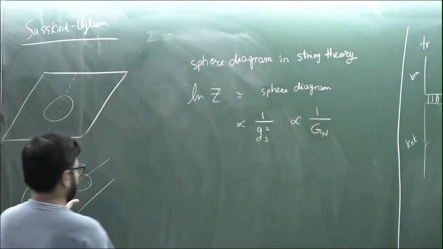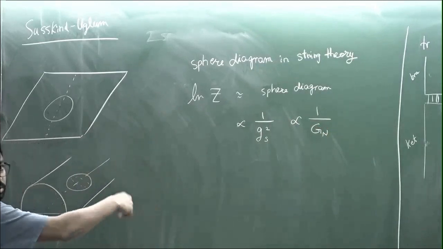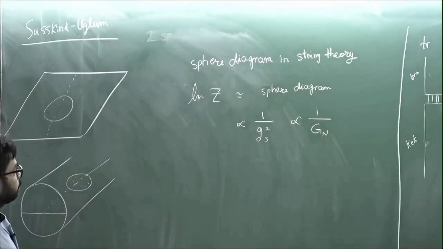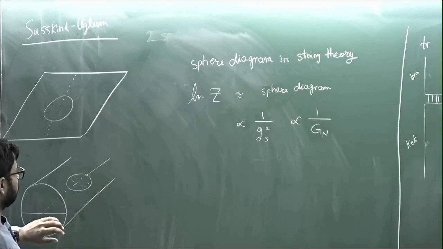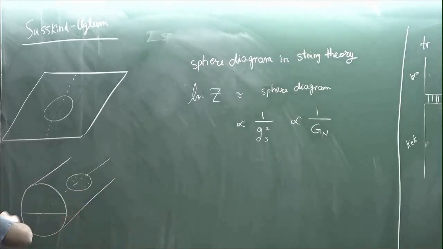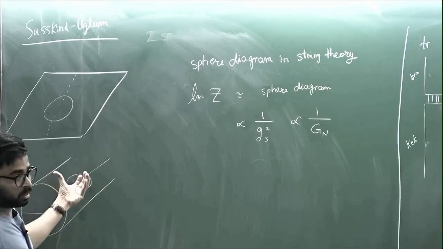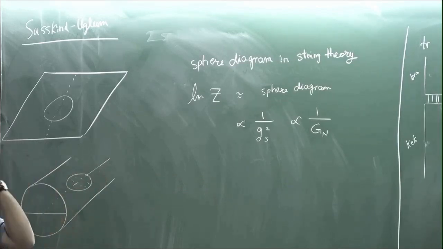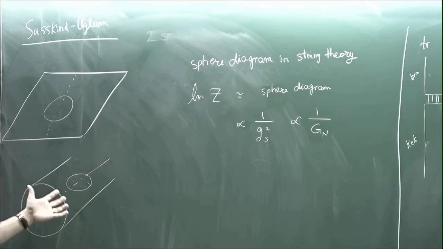And why is the log? Because this is just a single string diagram. You can have multiple, like two spheres, three spheres, four spheres, and so on. So this is sort of the idea. And why is it proportional to the length? It's just because the sphere can be anywhere along the axis. Okay, so can we put meat on this idea? Can we actually compute this object? Let's just take flat 10-dimensional string theory and try to compute these things.